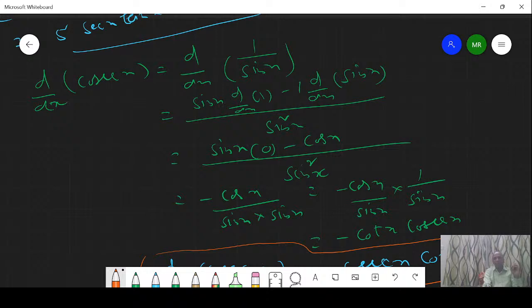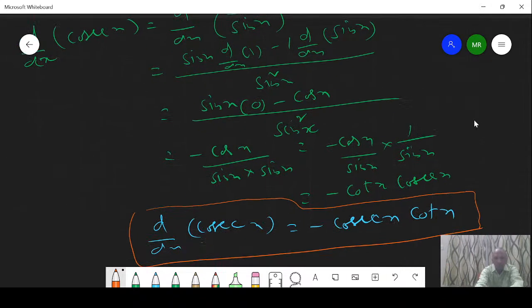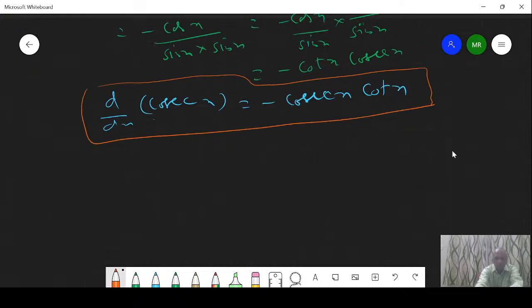f dash x equals limit h tends to 0, f of x plus h minus f of x by h. Strictly you should use that. I have done this now. Next one, the next problem: d by dx of 3 cot x plus 5 cosecant x. They have asked for the derivative of this.